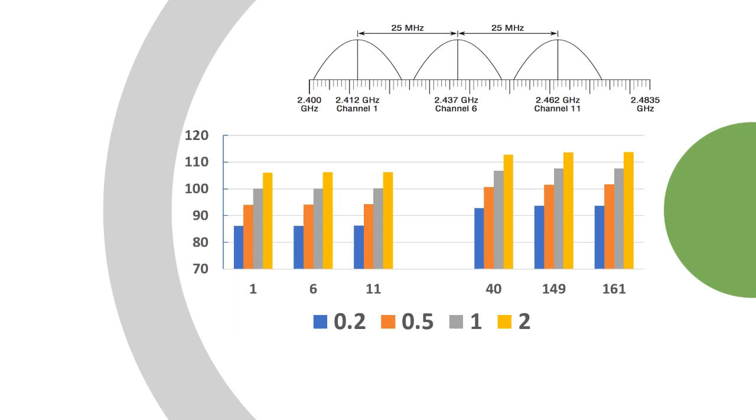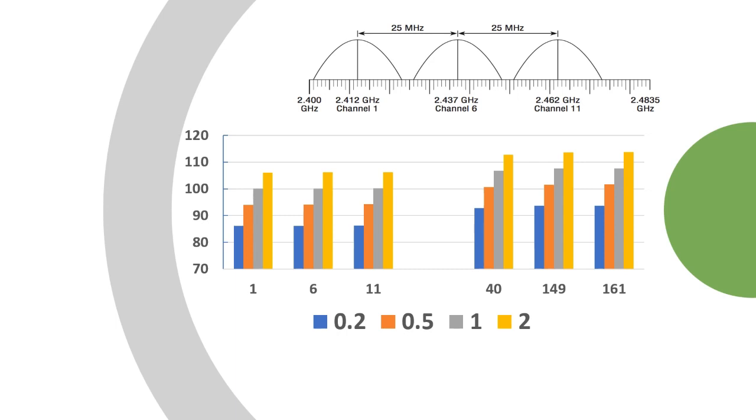Now if you go from 500 meters to 1 kilometer or 2 kilometers, it will be almost a steady 6 dB each time that you double your distance, because of the logarithmic curve of the free space path loss. If we look at channel 6 and channel 11, they behave in a similar way. You will have a lower loss at 200 meters and 500 meters, but then your loss will increase by 6 dB each time you double your distance.